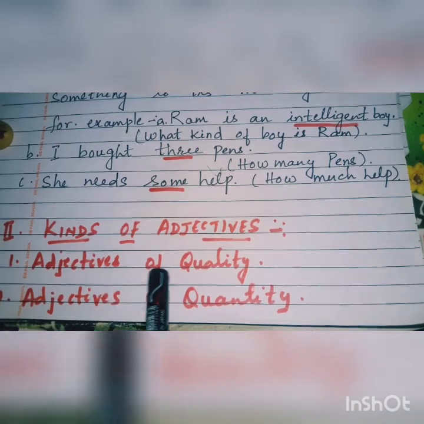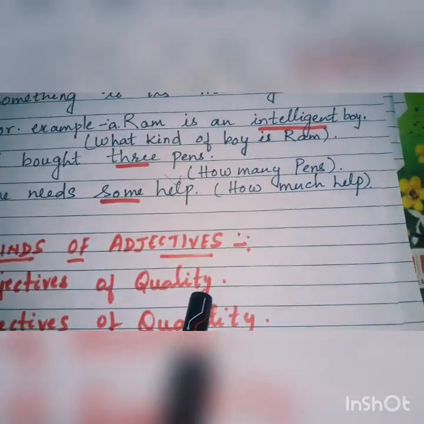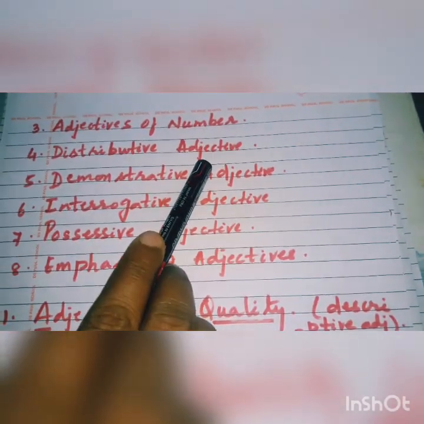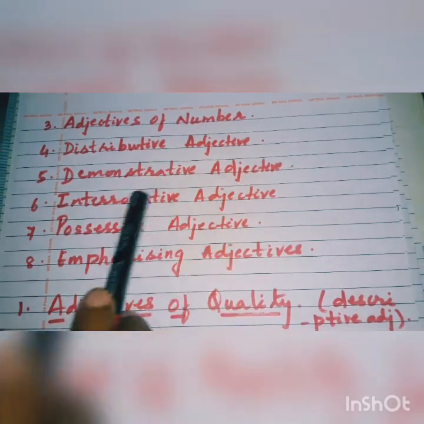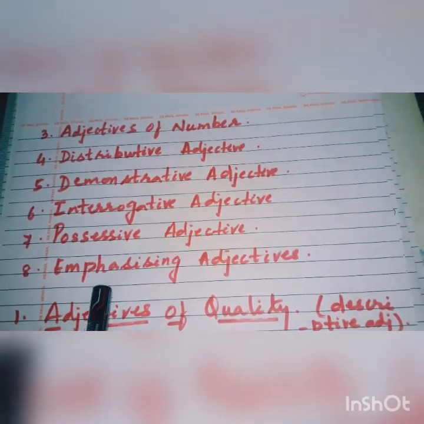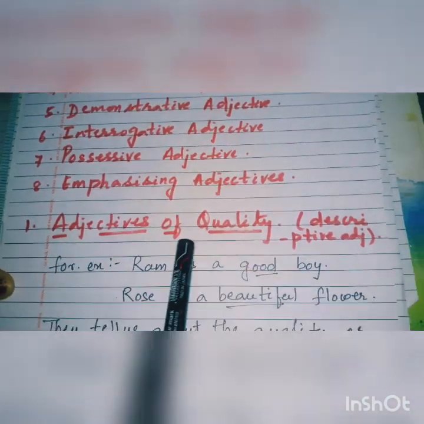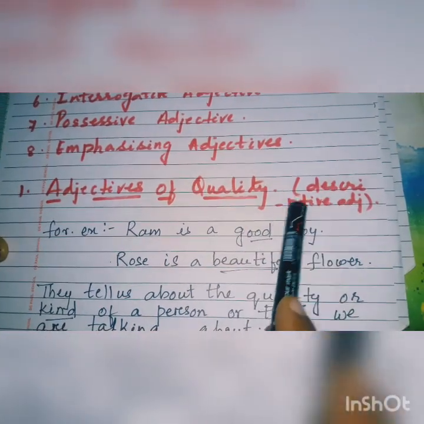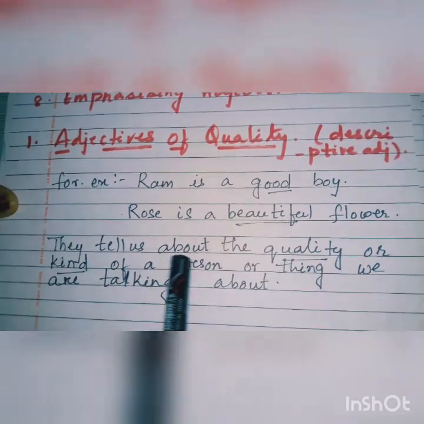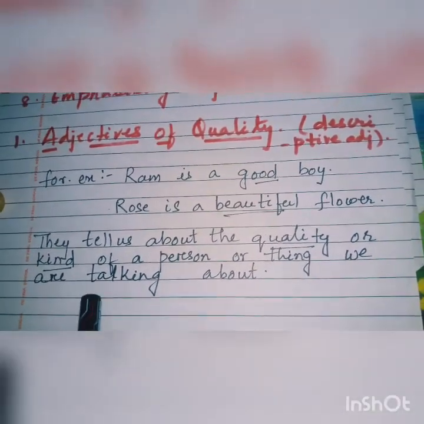First one, adjectives of quality, adjectives of quantity, adjectives of number, distributive adjective, demonstrative adjective, interrogative adjective, possessive adjective and emphasizing adjectives. The first one, adjectives of quality, is otherwise known as descriptive adjectives. They tell us about the quality or kind of a person or thing we are talking about.